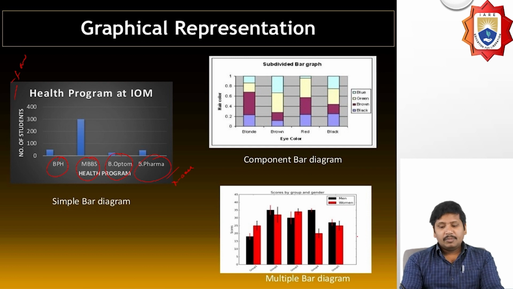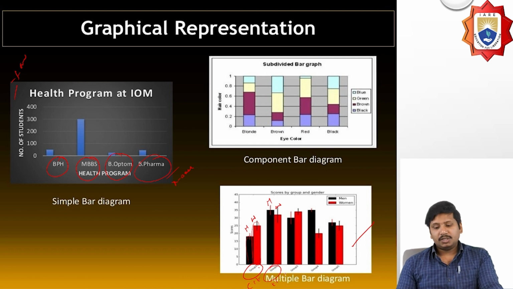And the next one is the multiple bar diagram. So what is this multiple bar diagram? For a single attribute, if I'm going to mention different values, then I can go for a multiple bar diagram. Like, how many men and women are there in group one, and how many men and women are there in group two. Like this, I want to represent it. Then I can go for the multiple bar diagram.